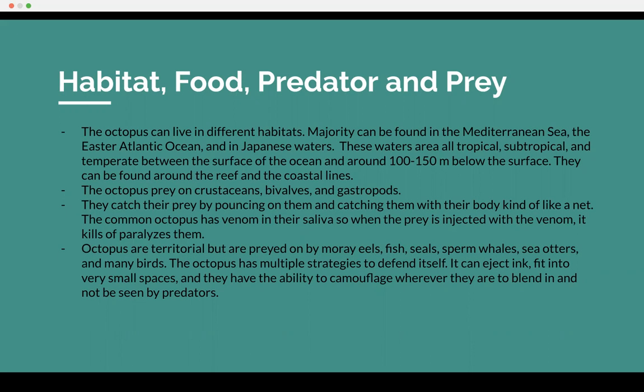Octopus are territorial, but are also preyed on. They can be preyed on by moray eels, fish, seals, sperm whales, sea otters, and even many birds, since they can sometimes be found on the surface of the ocean.